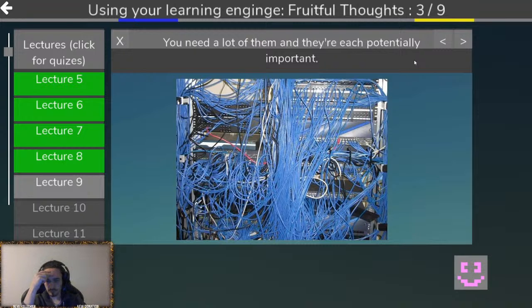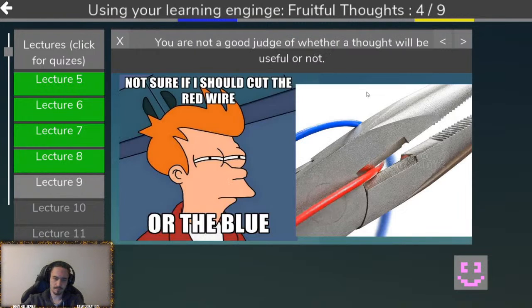The thoughts pop up in your head, and from there it's really hard to tell which one's important. So they're all important. If you're not a good judge of whether or not a single thought will be useful at the end of these learning processes, then it's important to value all of your thoughts.